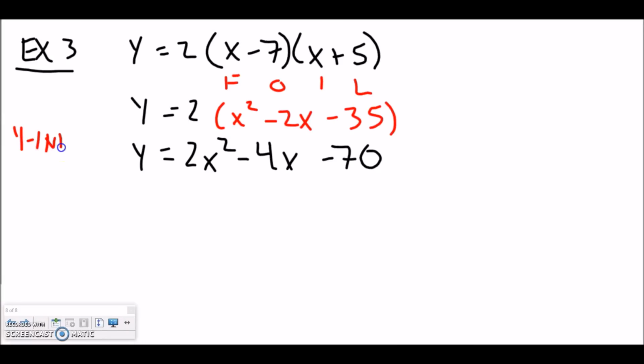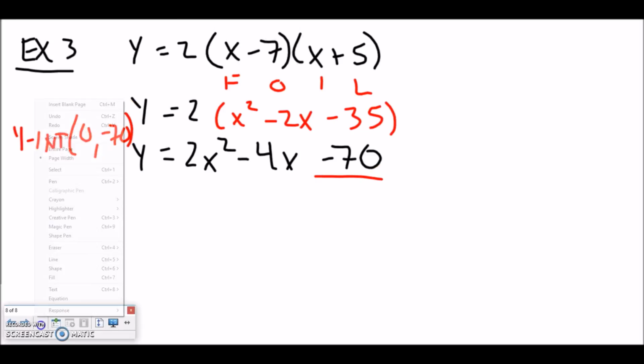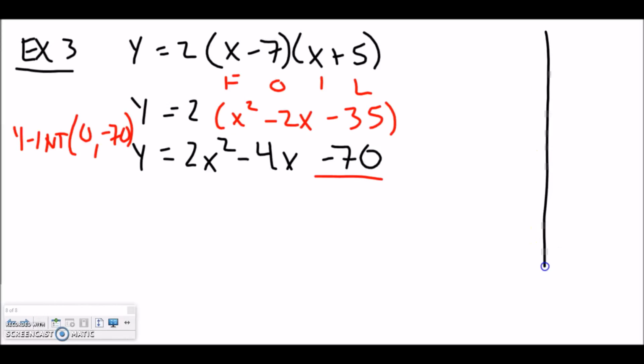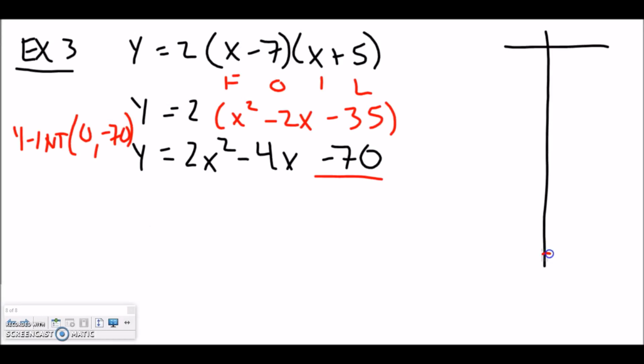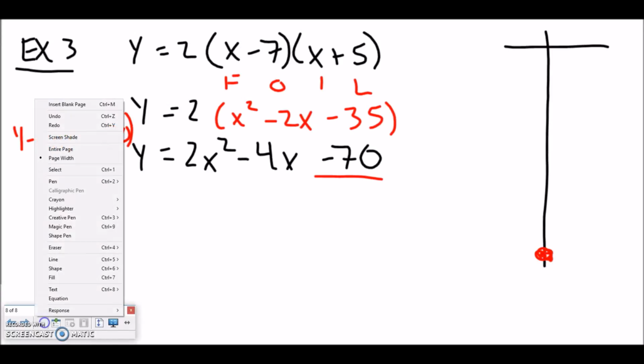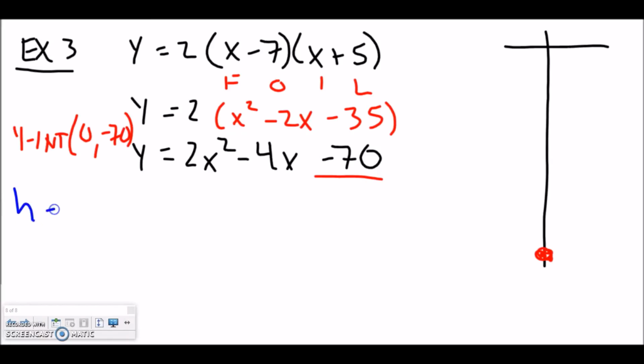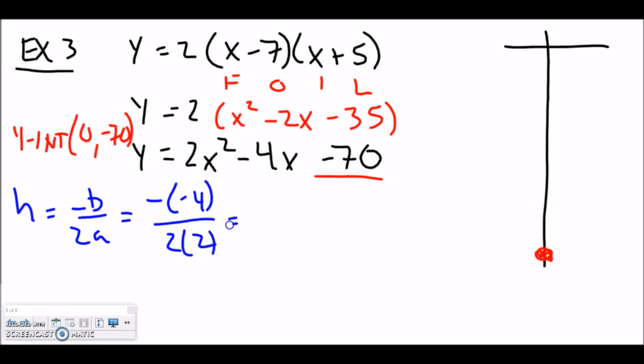The y-intercept is easy. It's 0, negative 70, because it's always the last thing. Let's go ahead and graph that, and obviously I'm not going to count down 70, but I know it's somewhere way down here. Let's find the h term of my vertex. That's negative b over 2a. That's negative a negative 4 over 2 times 2, which is 4 over 4, which is 1. So for my vertex, at least we know we have a 1.